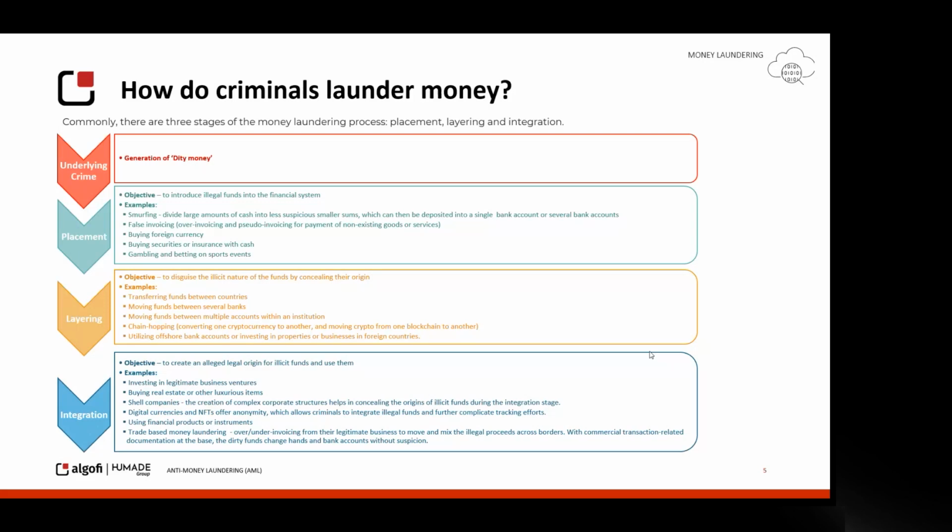The creation of complex corporate structures helps in concealing the origins of illicit funds during the integration stage. Digital currencies allow criminals to integrate illegal funds and further complicate tracking efforts using financial products or instruments. And trade-based money laundering, which is either over-invoicing or under-invoicing for their legitimate business to move and mix the illegal proceeds across borders. With commercial transaction-related documentation at the base, the dirty funds change hands and bank accounts without suspicion.